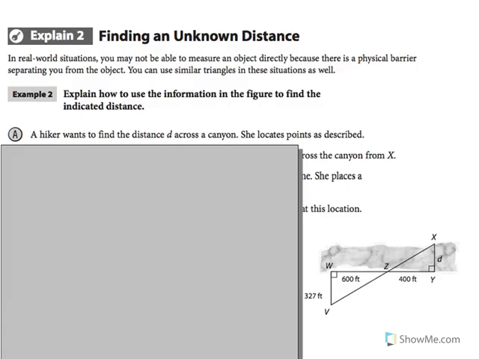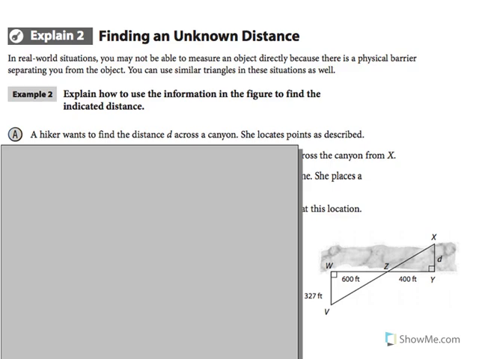Okay, finding the unknown distance. In real-world situations, you may not be able to measure an object directly because there is a physical barrier separating you from the object. You can use similar triangles in this situation as well. Example 2. Explain how to use the information in the figure to find the indicated distance. A hiker wants to find the distance d across a canyon. She locates points as described.